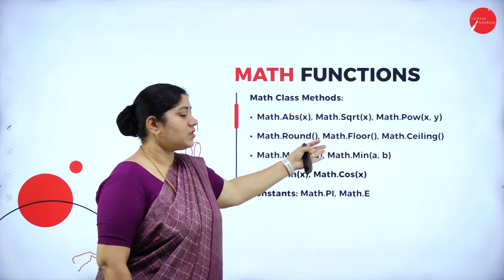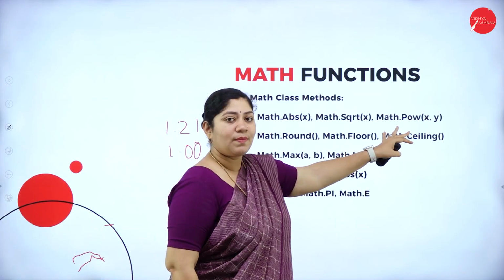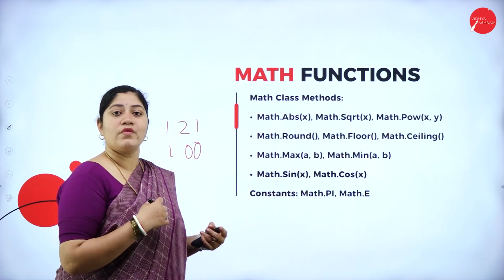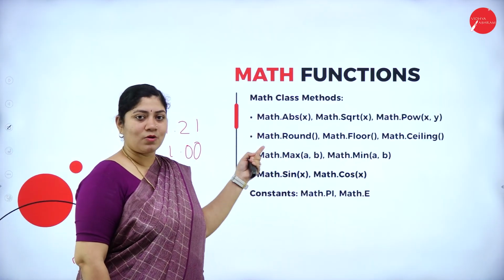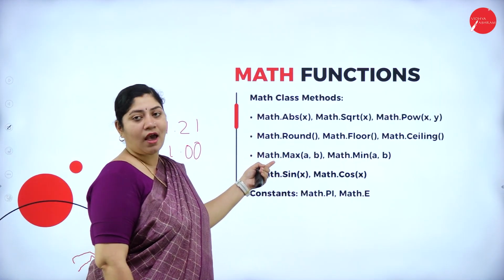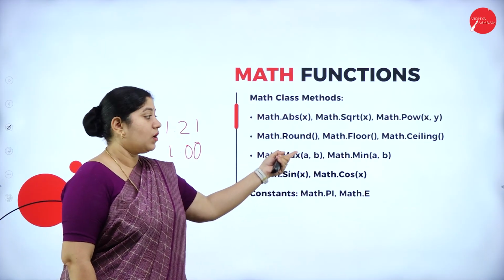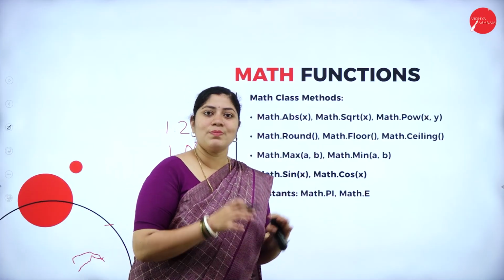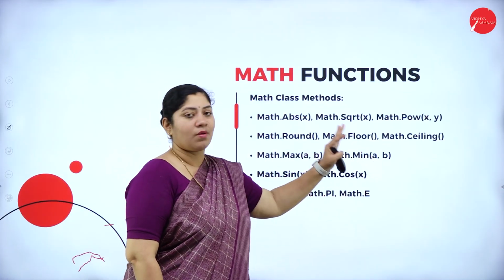This is used to floor our input values. Math.Ceiling is used to round up the input values. If you want to check the maximum of the inputs, then we have the keyword Math.Max of the input values. Similarly, if you want the minimum value, we can go with Math.Min of a comma b.